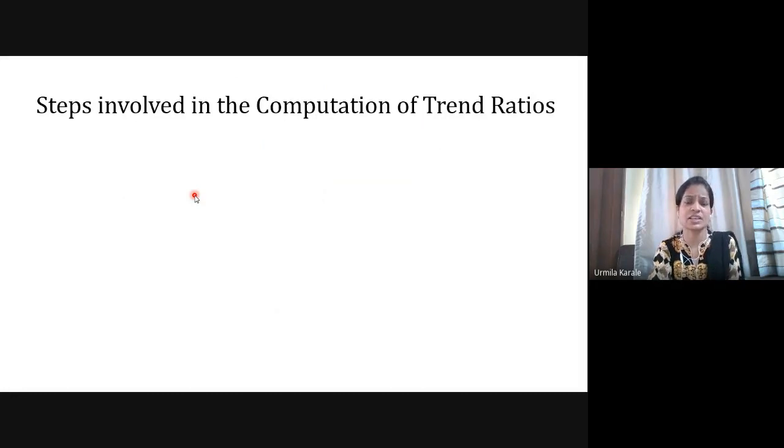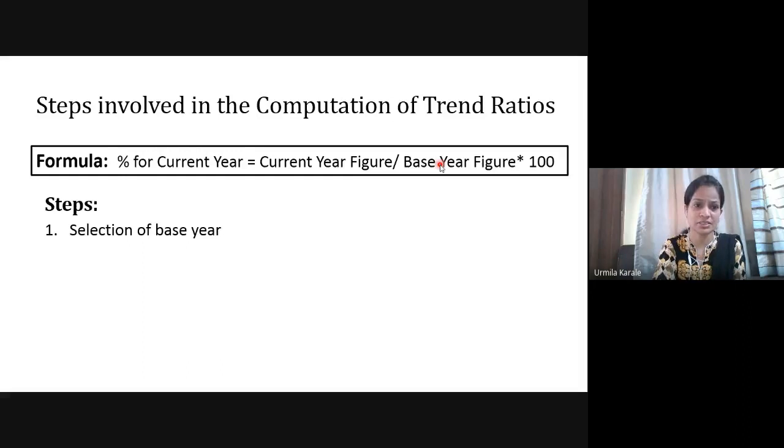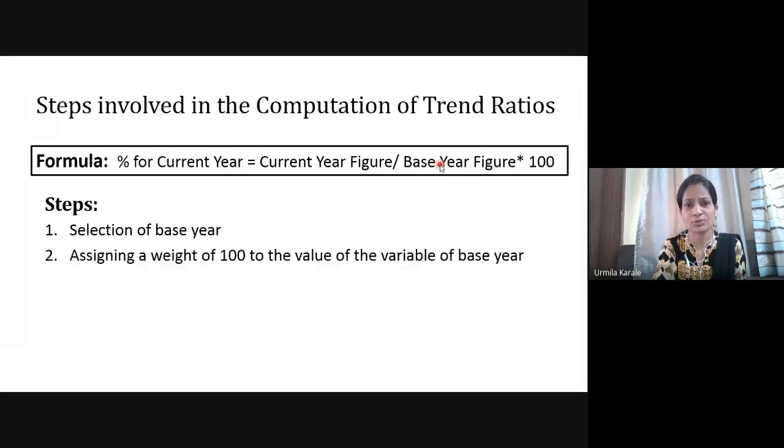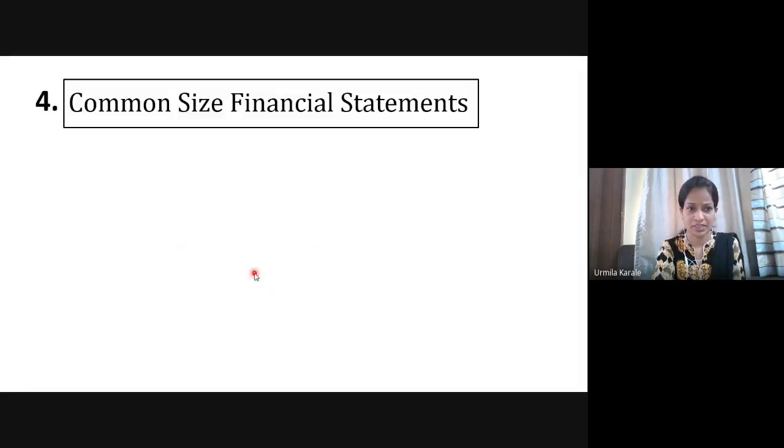Now as far as the calculation part is involved, you need to follow a procedure. The formula which we are going to use is the current year figure based on the base year figure. The base year will be only 1 year, it will not change. So step one, you have to select the base year, then you have to give a value of 100 to the base year, right? Then you have to express each change in the next upcoming years compared with the base year.